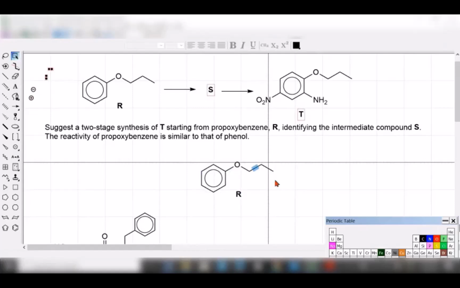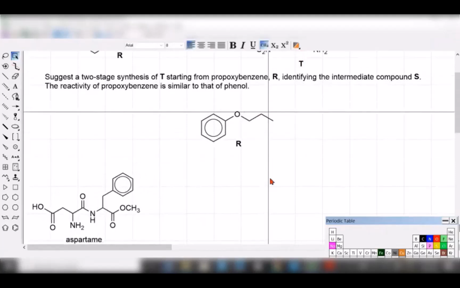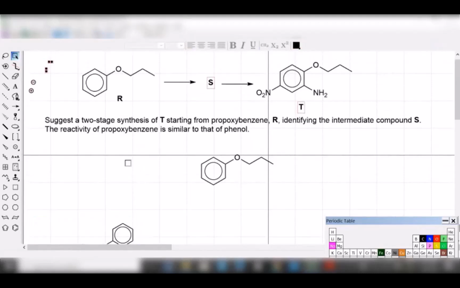If you look at the fact that the propoxy group is actually similar to OH, then you would expect a tri-substitution to take place if you were to add bromine. Notice my last qualifying statement: if you were to add bromine. So bromine will go into here, here, and here.